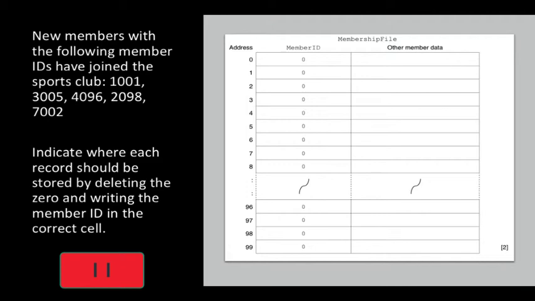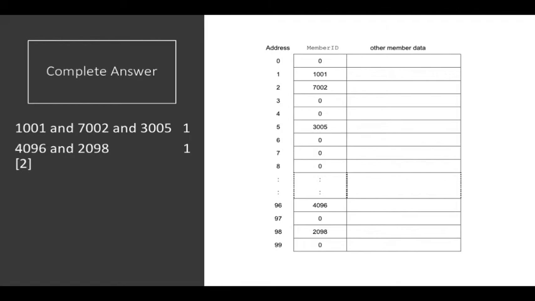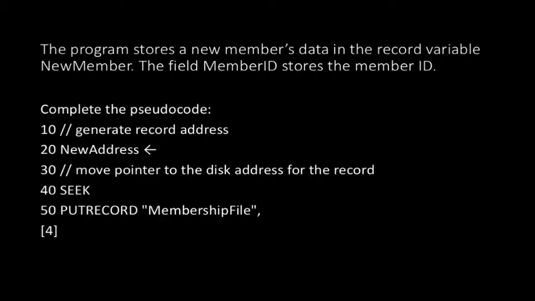I'm going to reveal the answers in a few seconds. Okay, so the complete answer, as you can see, 1001, 7002, 3004, 4096 and 2098. You'd have got marks, 1 mark for the first 3 and 1 mark for the second 2. Right, let's move on to the next part. They want you to complete the pseudocode, the new address, seek and the put record. And again, this is worth 4 marks, so quite generous actually.